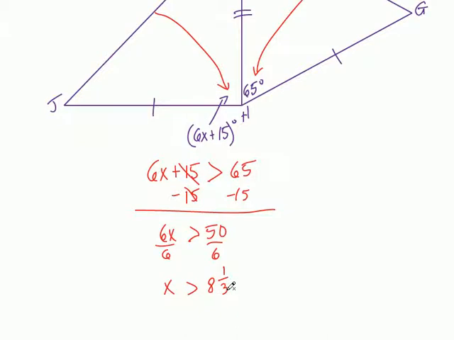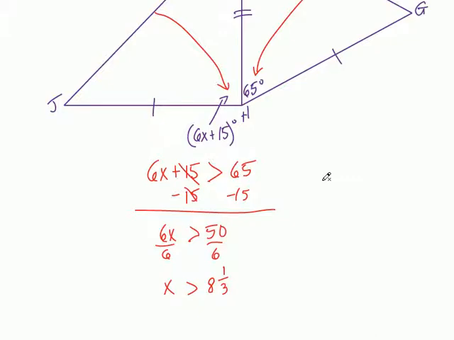Now, does that mean x can be like a million? Nah, because 6 times a million is 6 million plus 15 is 6,000,015. Can you have an angle that's 6 million degrees? No, okay, it can't be bigger than 180, right? So that's the smallest it could be. But what we're going to do is this. Let's see what they do, just make sure I do this right.